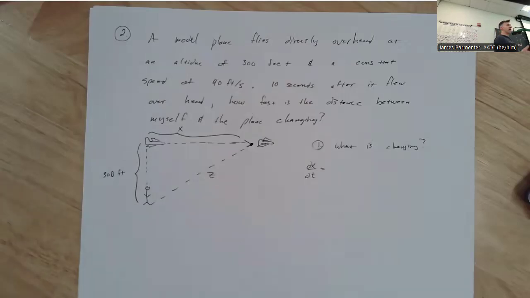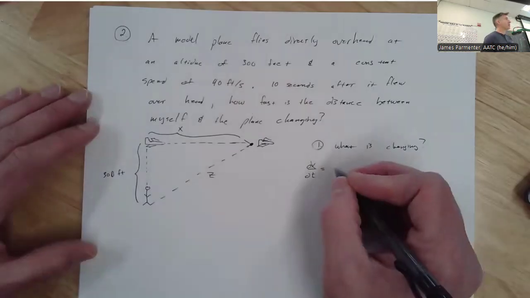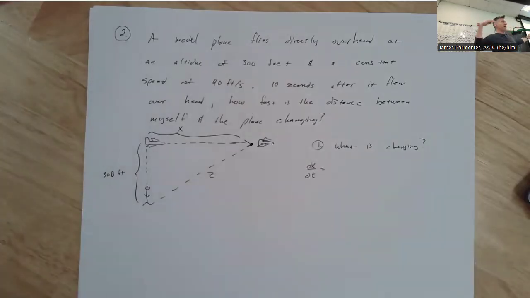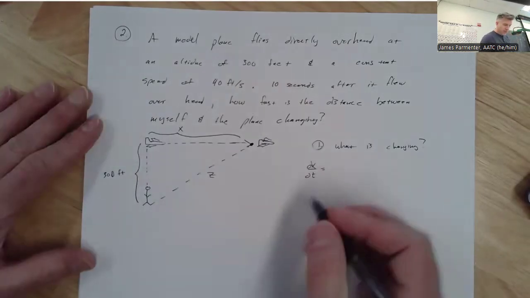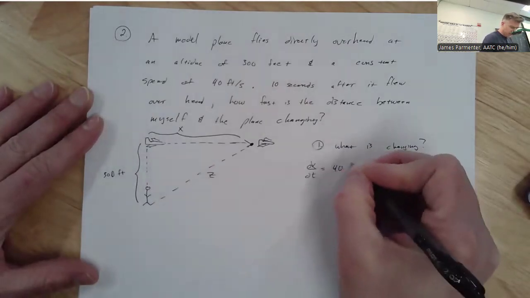Is x getting bigger or smaller as the plane moves away from me? Oh, it's getting bigger. So yeah, it's a positive rate of change. But it's good to think about because sometimes when you draw these things, like something's moving closer to something else, that rate of change is actually negative for the distance between those two things. So dx/dt is going to be positive 40 feet per second.